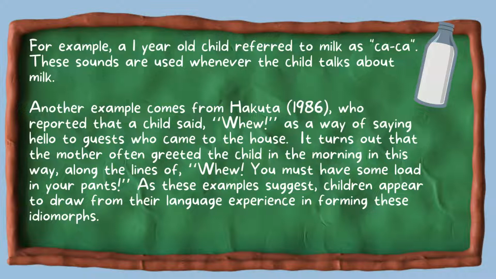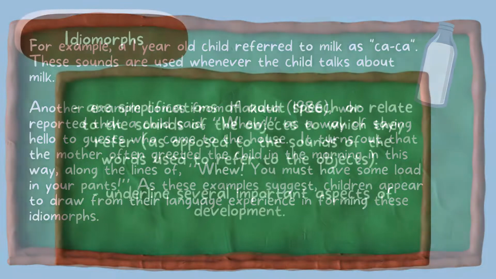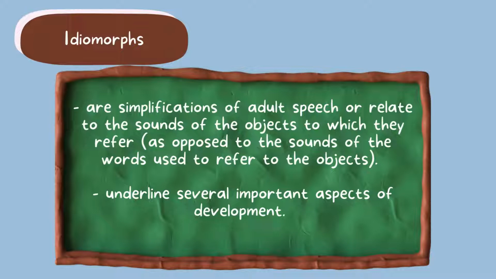Another example comes from Hakuta, who reported that a child said "woo" as a way of saying hello to guests who came to the house. It turns out the mother often greeted the child in the morning in this way, along the lines of, "Woo, you must have some load in your pants." As these examples suggest, children appear to draw from their language experience in forming these idiomorphs. Sometimes the idiomorphs are simplifications of adult speech or relate to the sounds of the objects to which they refer.